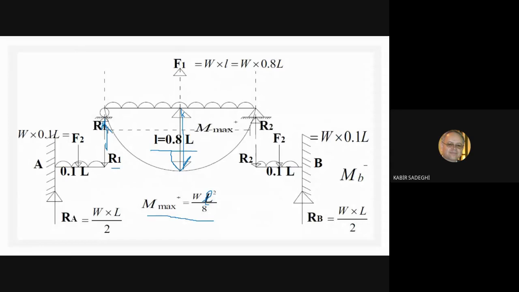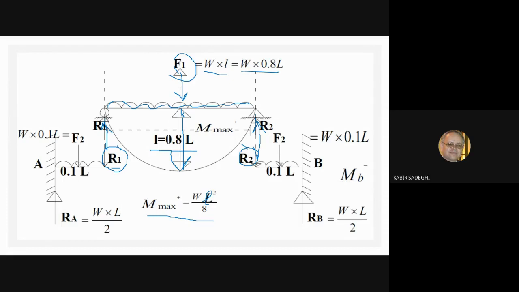And the reaction here we can call R2. And R1 is half of the load. If we say total load value equals W times L, this R1 is actually F1 over 2. Half of the load comes here. And R2 is again the same value, F1 over 2.